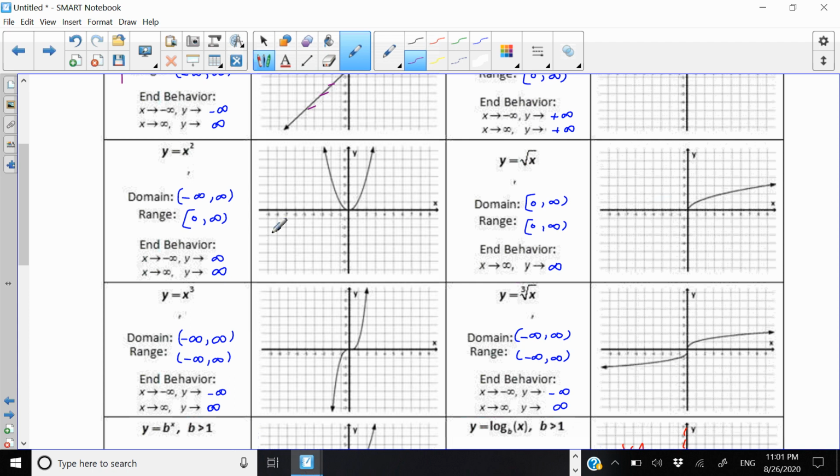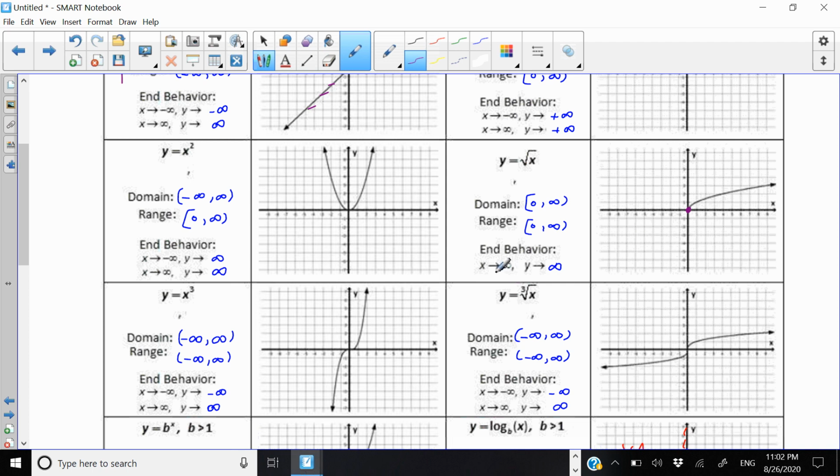For this one, this is a square root function. Domain is from 0 to infinity because it starts from this point, and 0 is included, I put bracket. The same for range, 0 to infinity.